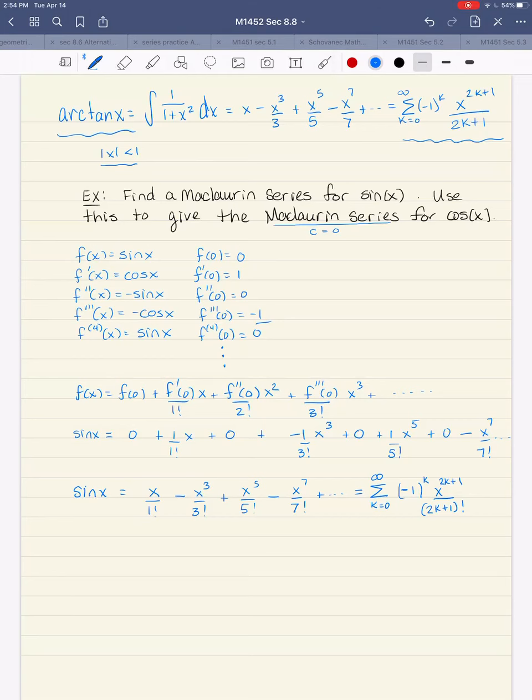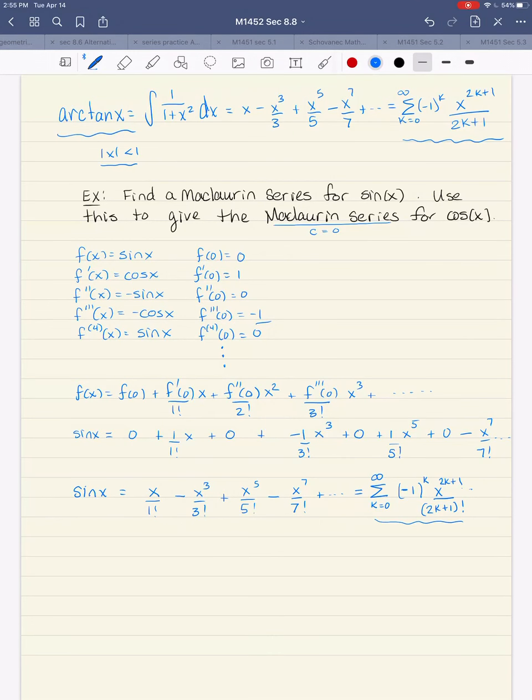Right? If k is 0, down here I have 0, 1 factorial, x to the 1. If k is 1, I get a negative sign, powers of 3 over 3 factorial. K is 2, I get a positive sign, powers 5 over 5 factorial, and so on. Okay, and so that's the general form for the sine of x.